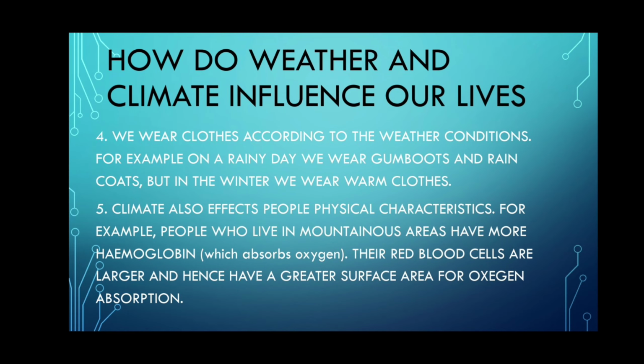We wear clothes according to the weather conditions. For example, on a rainy day we wear gumboots and raincoats, but in the winter we wear warm clothes. Climate also affects people's physical characteristics. For example, people who live in mountainous areas have more hemoglobin, which absorbs oxygen. Their red blood cells are larger and hence have a greater surface area for oxygen absorption.